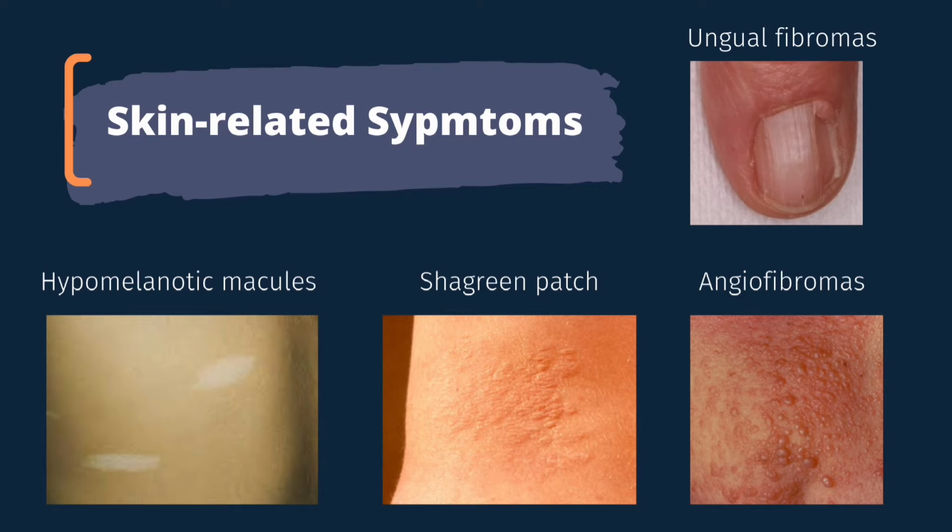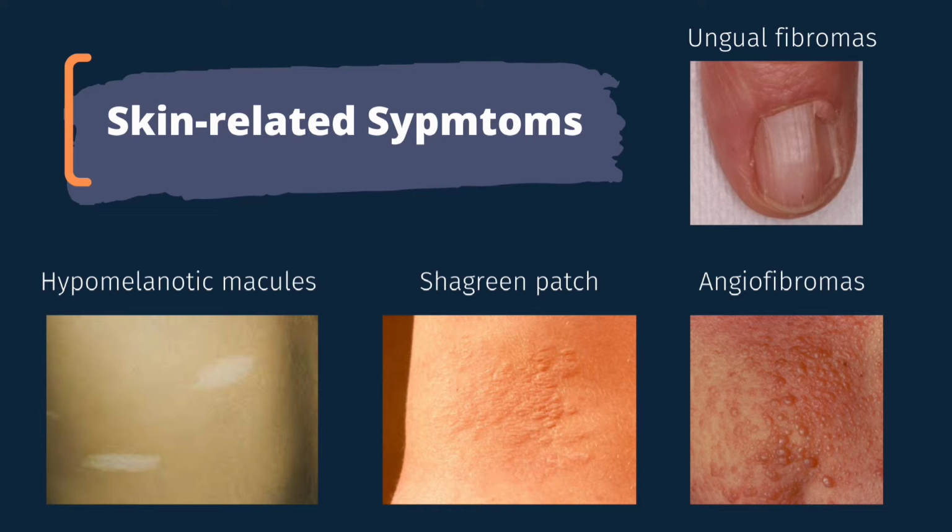Skin. So there are 4 features that fall under this category. There are hypomelanotic macules, the photo of which is found on the furthest left on the screen. These are patches of skin that are lighter than the surrounding skin, and they have to be at least 5 millimeters in diameter to count. And there's also a shagreen patch, which is found in the middle of the screen, and it's usually on the lower back and is essentially just bumpy skin.